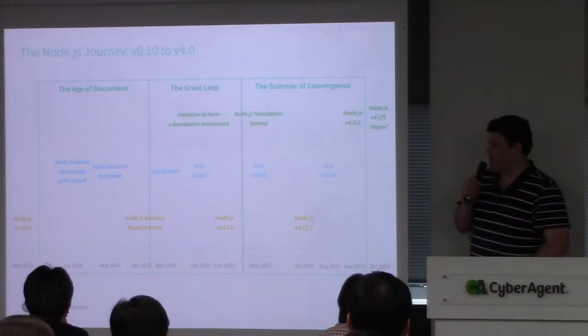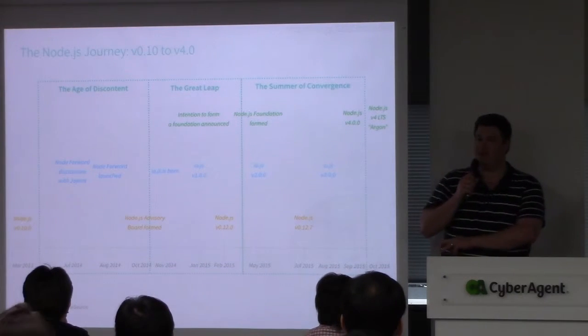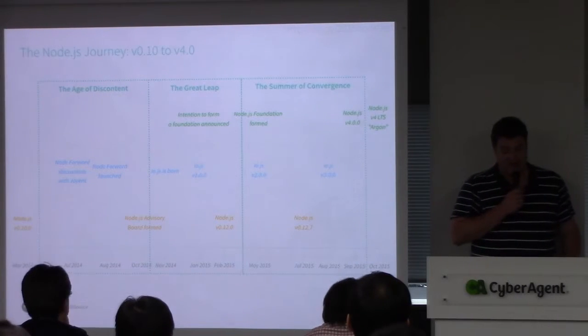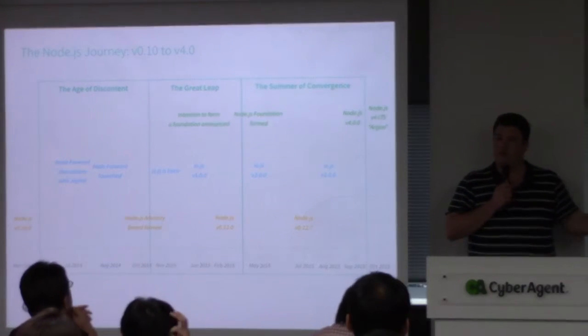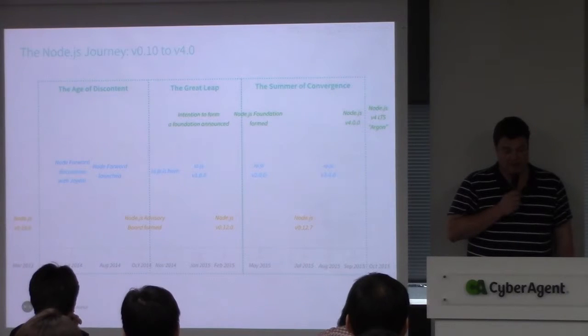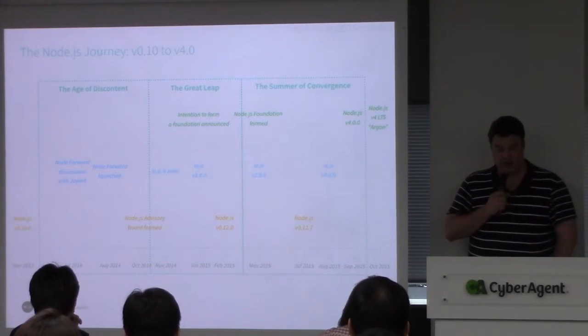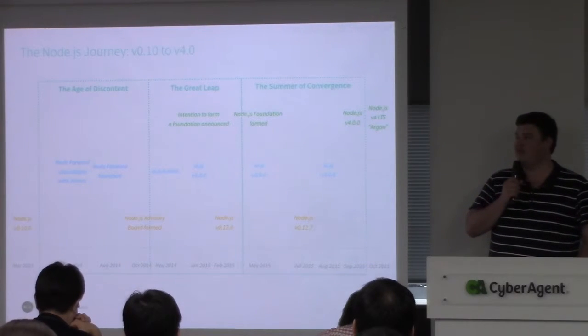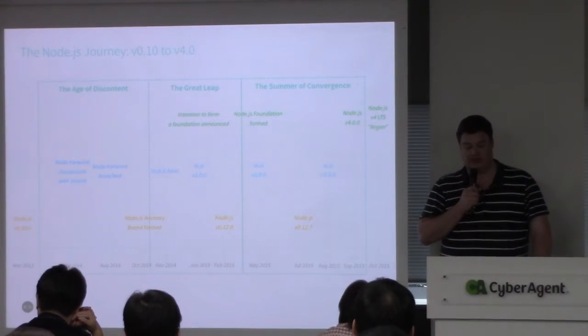So this is a timeline that I've drawn. Hopefully you can read it. If you can't, the URL is at the top there. And we span from when Node 0.10 was first released, which was March 2013, all the way up to October 2015 when Node version 4 LTS happened, which is called Argon.